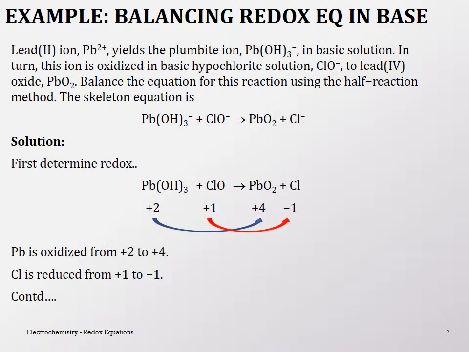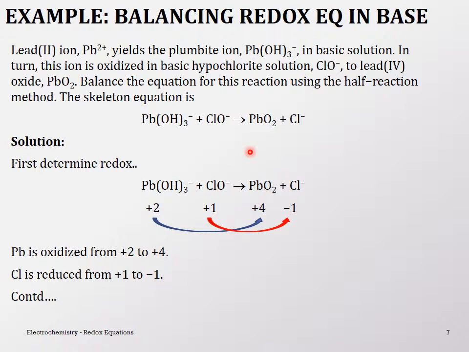So let's look at this equation, which is now our example for balancing an equation in basic conditions. Here is our equation. You can read all of this yourself. Lead ion yields plumbite ion in basic solution, and the hypochlorite solution is turning it to lead oxide. So it's all right here. This is the equation that we need, but we need to balance this using a basic condition.